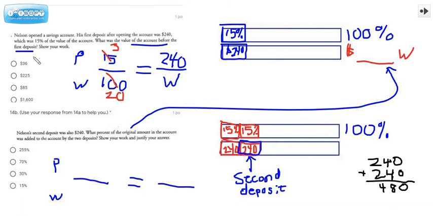We're taking a look at 14A and 14B. Nelson opened a savings account. His first deposit after opening the account was $240, which was 15% of the value of the account. What was the value of the account before the first deposit?